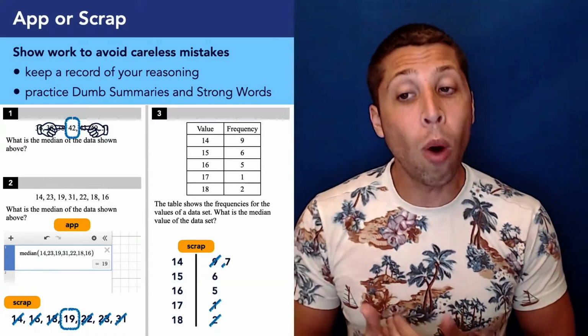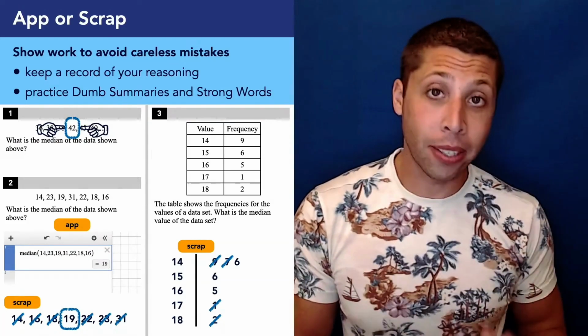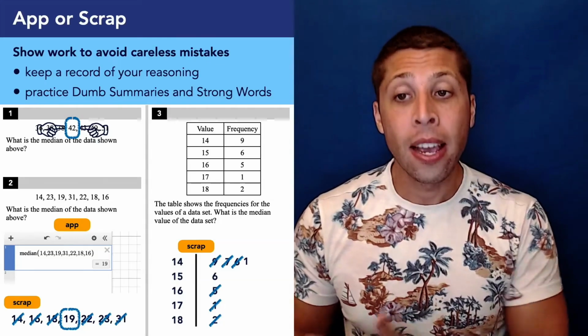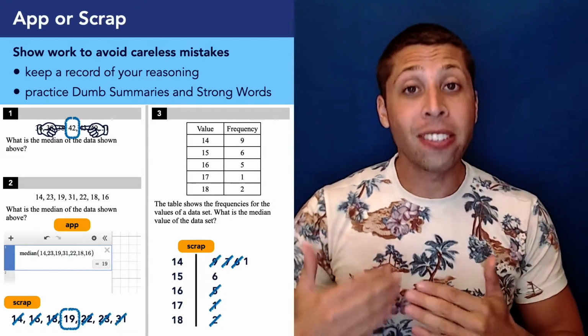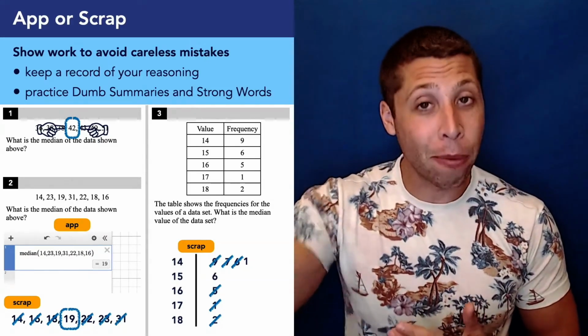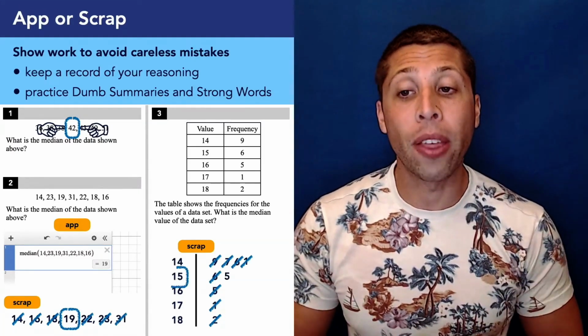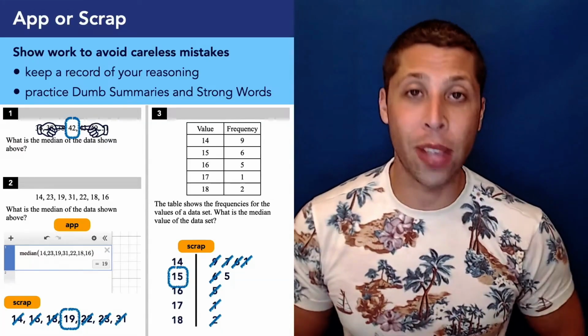I would cross out the 1 17, and that would cross out 1 of the remaining 14s, leaving me with 6 left. Then I would cross out all 5 of the 16s, and that would still leave me with 1 14. And now, since the lowest frequency is at the top, I would go there, I would cross out the 1 remaining 14, and that would leave me with 5 15s. And since that's the only number left, now I know that is the median.